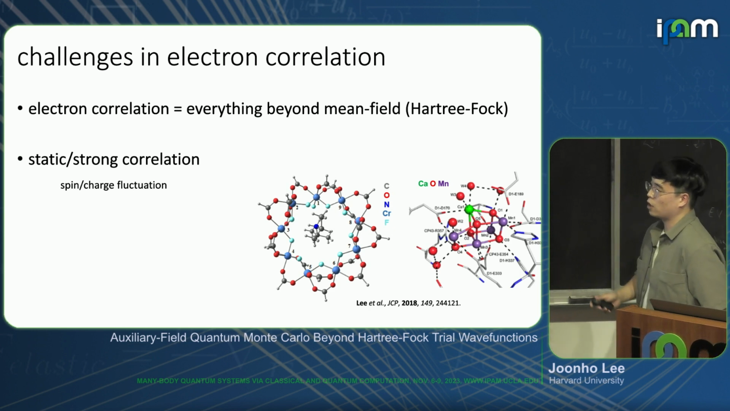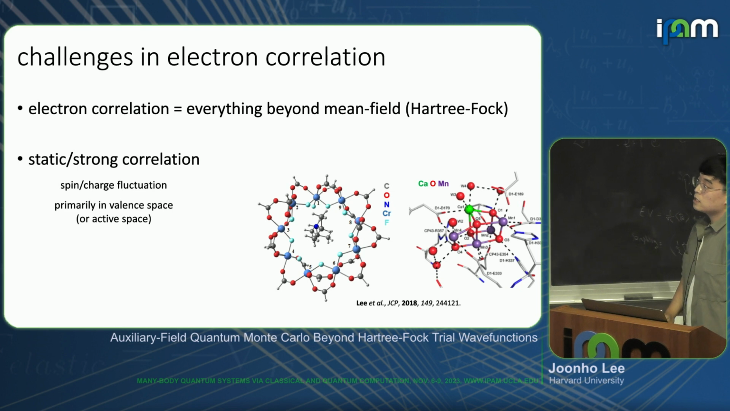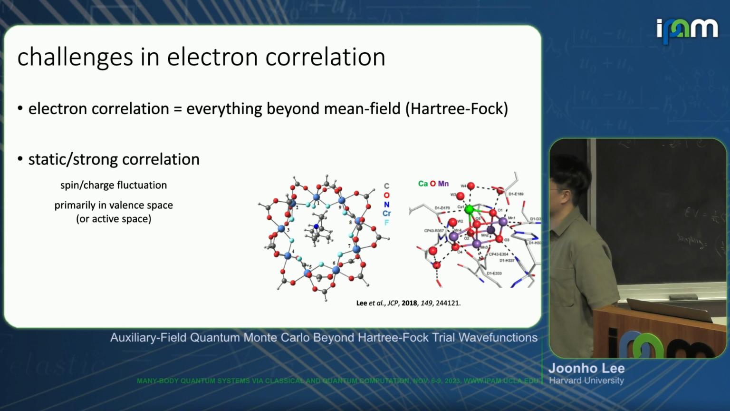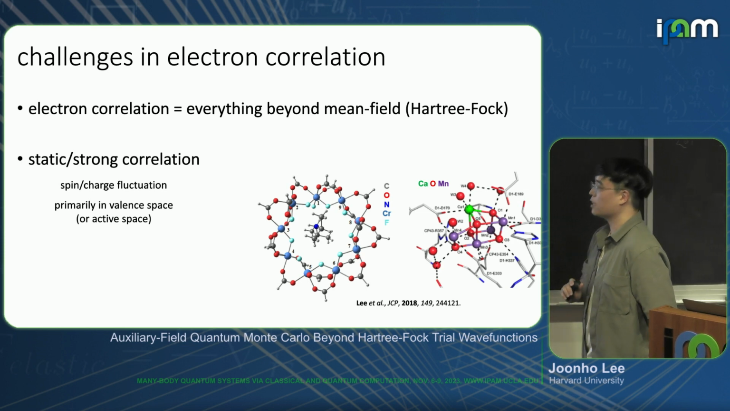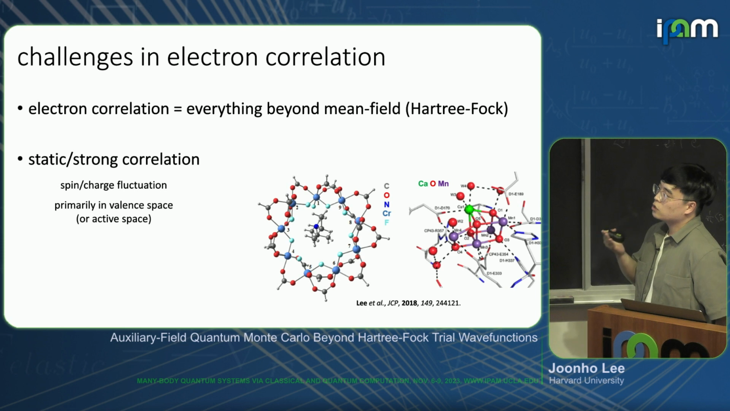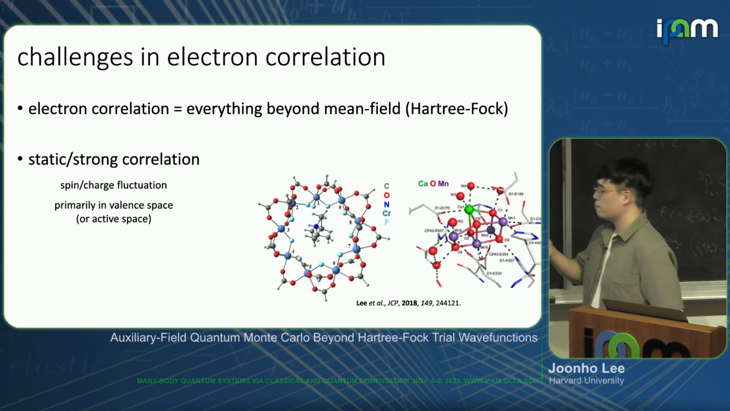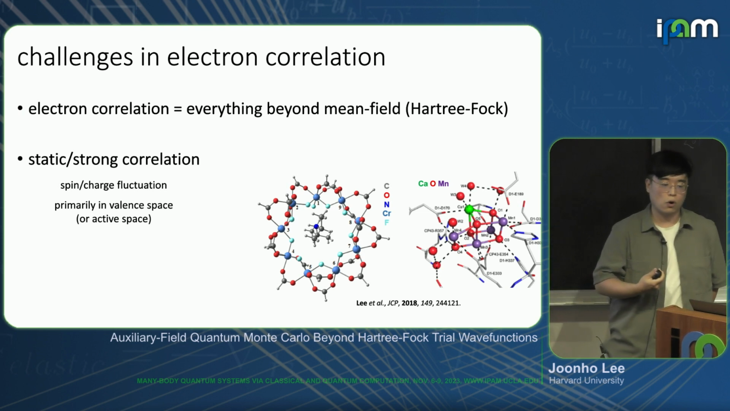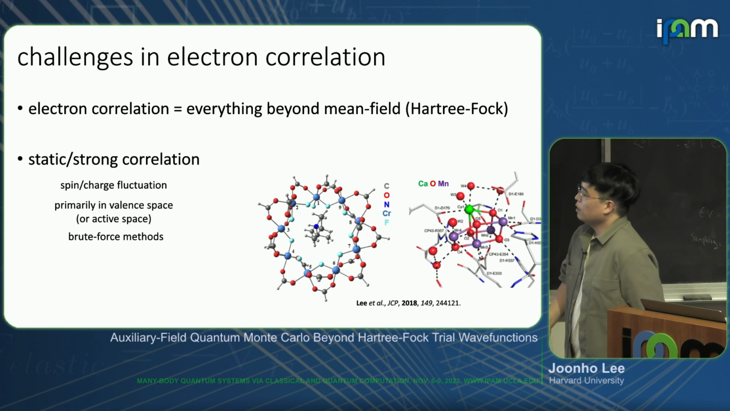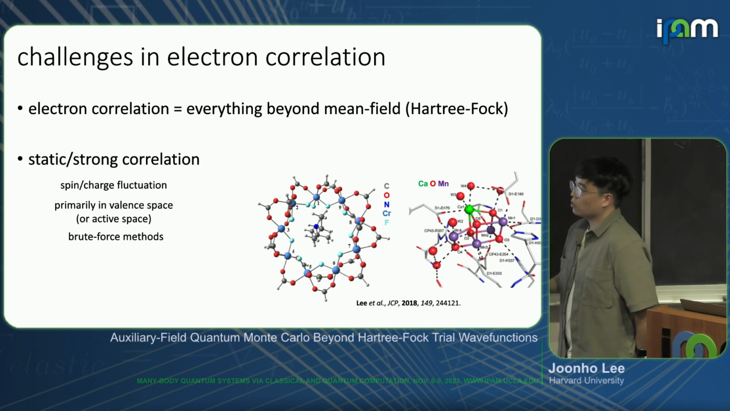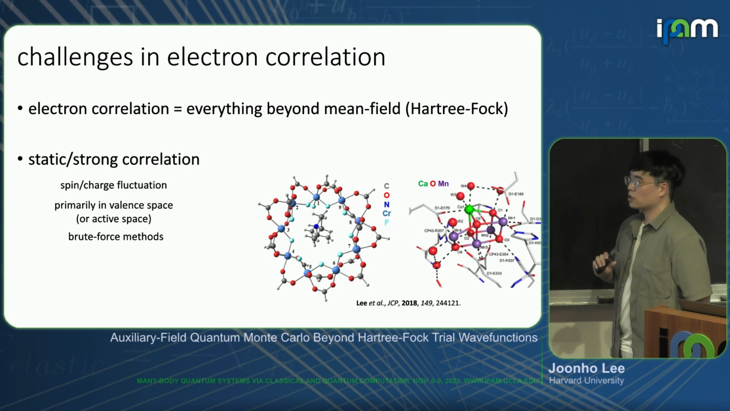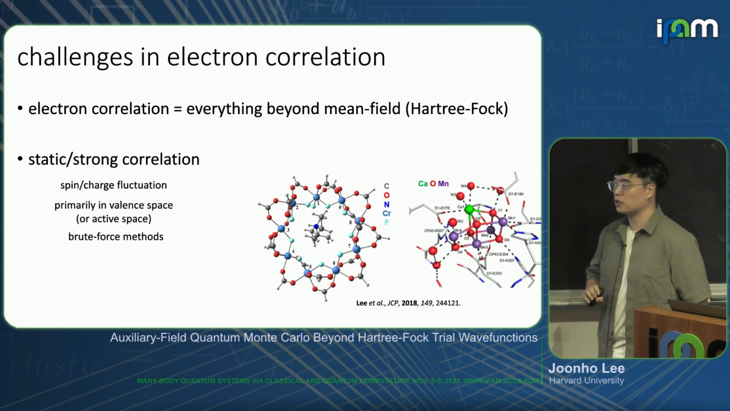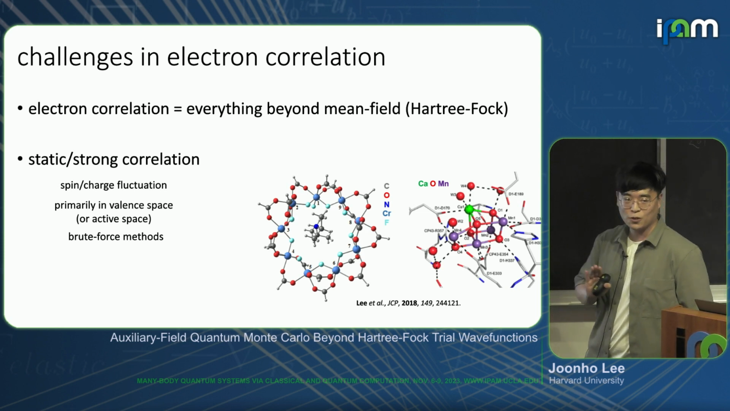And you can't describe them by Hartree-Fock theory. And this usually happens primarily in a valence space. So Nick actually covered what we mean by active space in this context, so I'm going to skip that part. But you can think about some reduced space in these gigantic molecules that contains the essence of this static or strong correlation. And we do end up using a lot of brute force methods. I haven't seen a successful method to handle static correlation that doesn't scale exponentially with the number of degrees of freedom, including Nick's method.